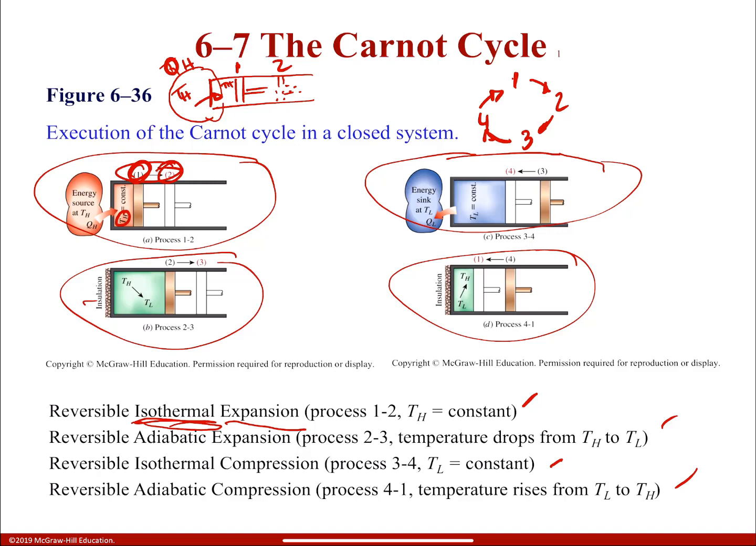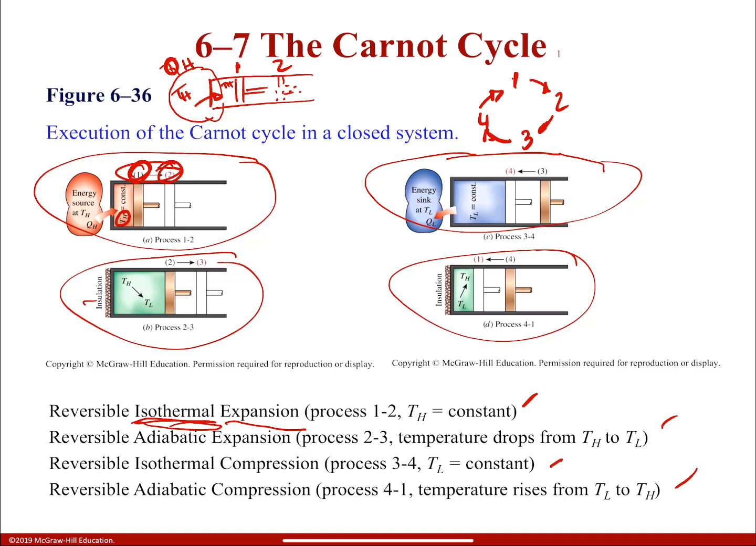And now we move to the second process. The second process will be a reversible adiabatic expansion. So at state number 2, the reservoir that was in contact with the cylinder head is removed and replaced with an insulation. So now you're removing the cylinder from that high temperature source, and then you're putting some insulation onto the piston head. So the system becomes adiabatic.